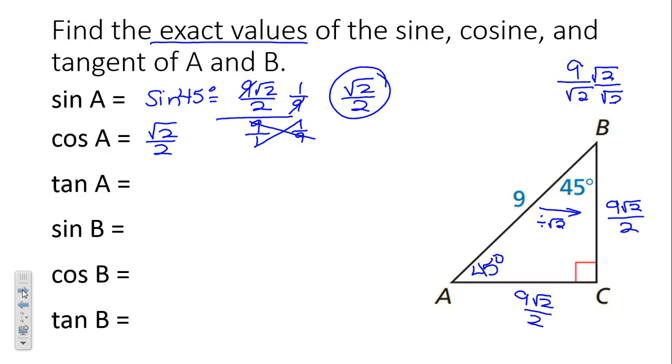Okay, now here's another one that's easy. Tangent of A. The tangent of A is the opposite over the adjacent, right? What's opposite 45? 9 square root of 2 over 2. What's the adjacent to this 45? 9 square root of 2 over 2, isn't it? Opposite over adjacent. What is 9 square root of 2 over 2 over 9 square root of 2 over 2? 1. So the tangent of 45 is 1.